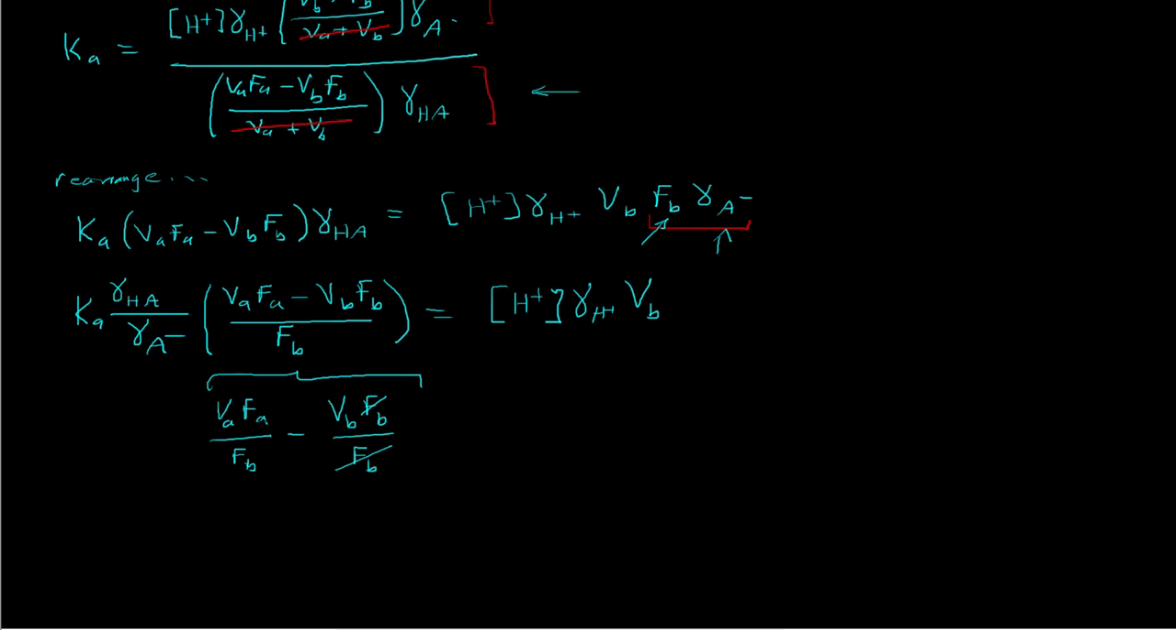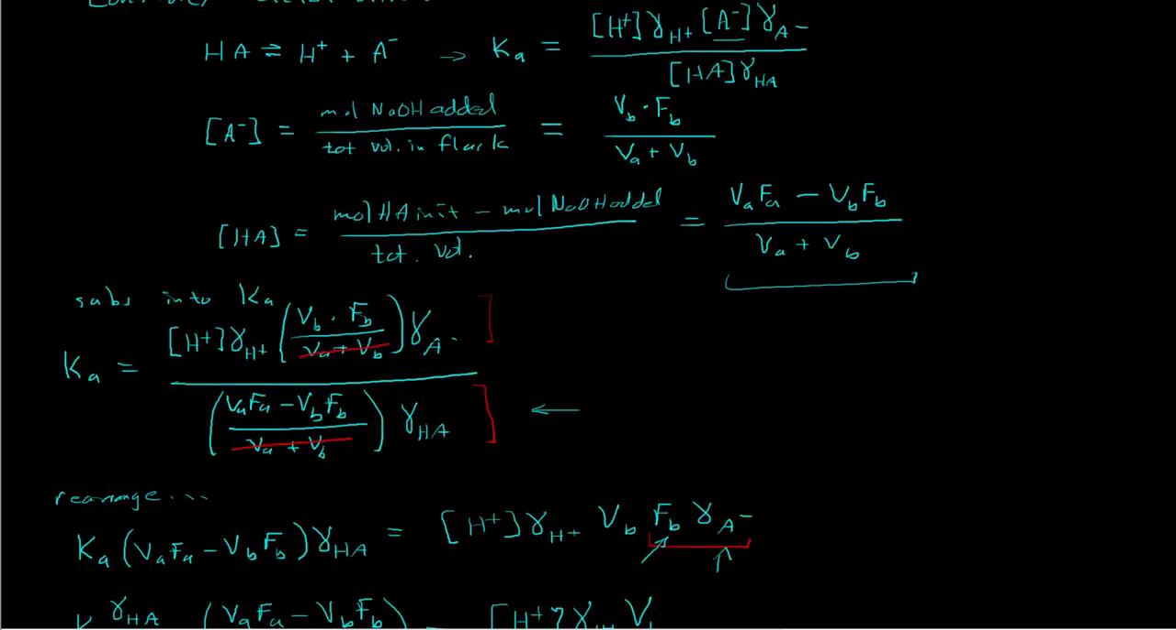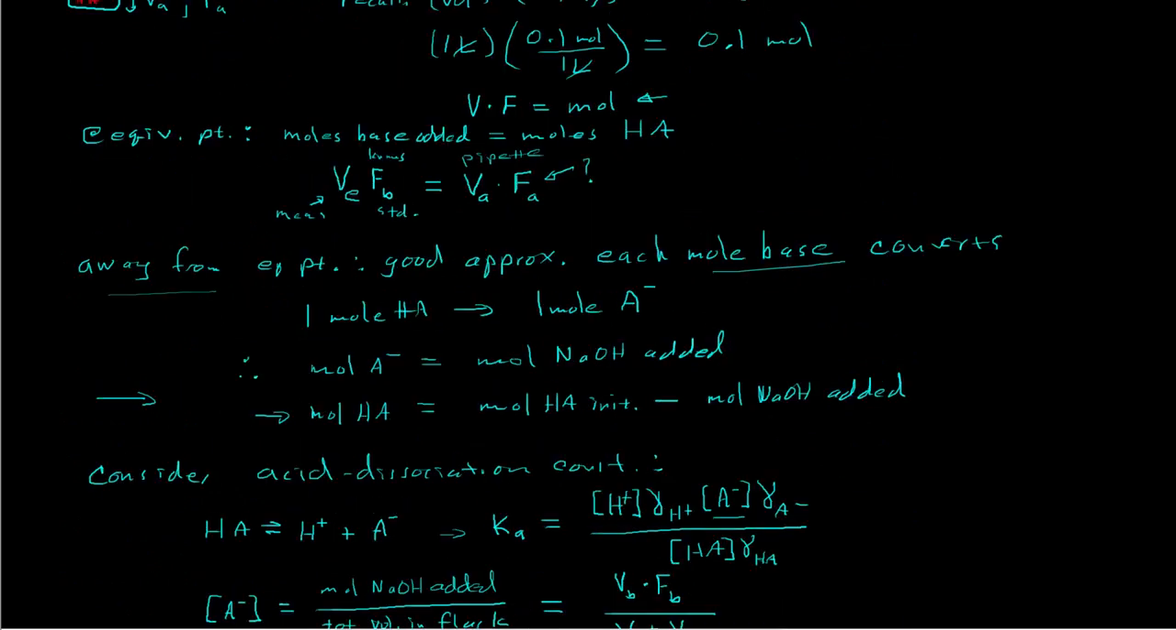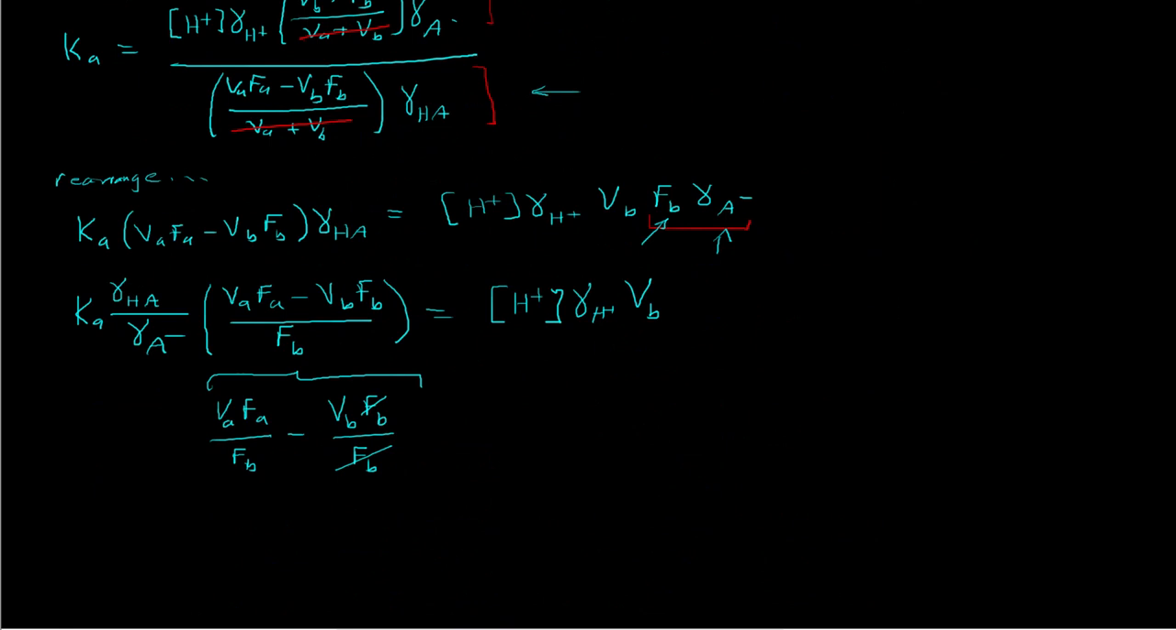What about this bit right here? Well, if we scroll back up, remember I told you that at the equivalence point, the moles of base equaled the moles of acid that we had initially. So if we take this and solve it for VE, you see that VE is equal to VA FA divided by FB. Aha, well that looks familiar. That's what this term is right here. VA FA divided by FB, that little bit right there, is just VE.